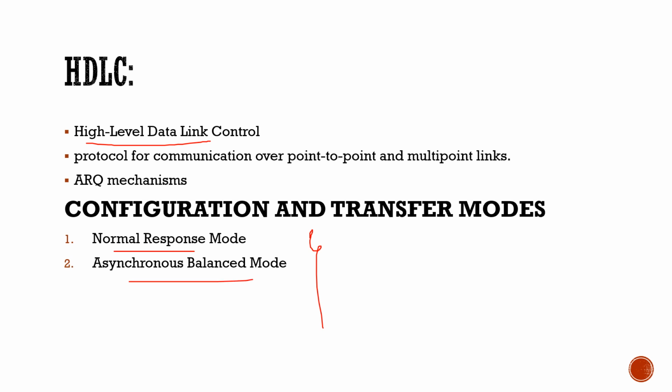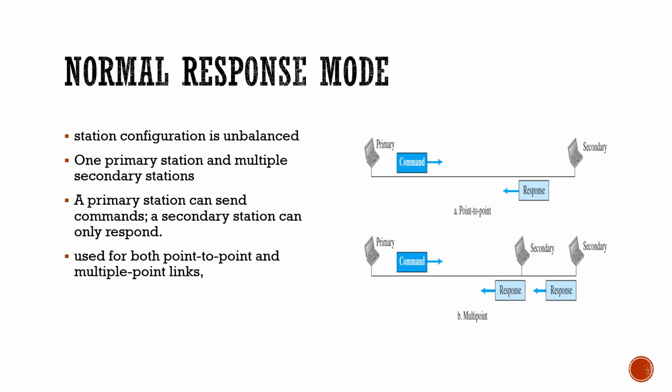So first let's see what this normal response mode is. In normal response mode, we'll have a primary and a secondary computer. The primary is the one which is going to send the data and the secondary is the one which gets the data. So here we say this normal response mode is unbalanced because a primary node is going to send a command and the response will be from the secondary node.